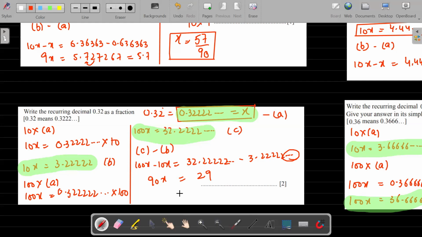Like I have done. Okay, now let's separate x. So it will be 29 over 90. That is my fraction which I have calculated.